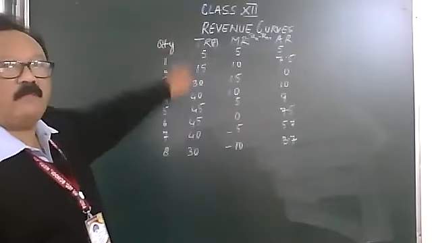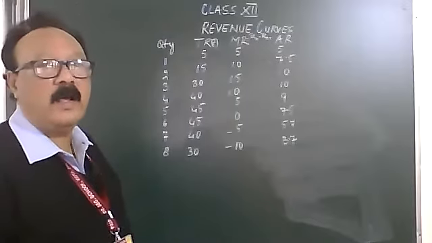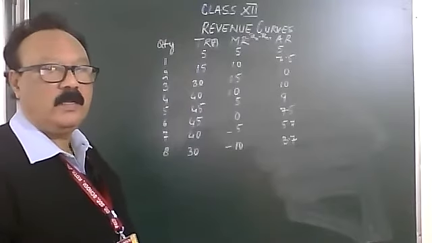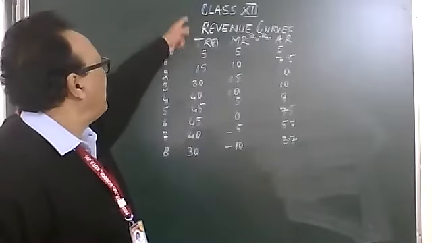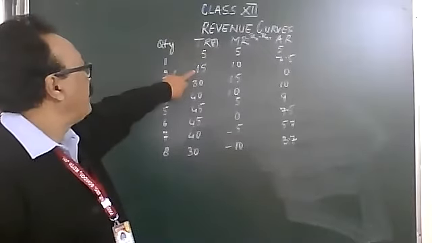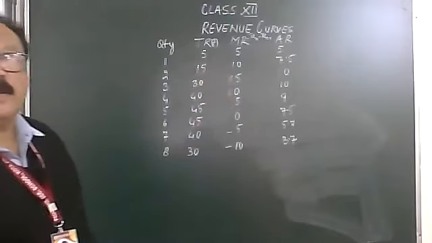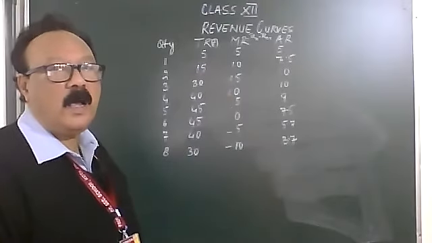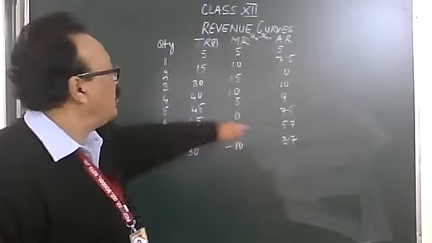So from TR, if one value is given, we can easily find MR and AR by the formulas we have just learned. MR is equal to TR n minus TR n minus 1. It simply means the value minus the value above that. First one is 5, 5 minus nothing is 5, 15 minus 5 is 10, 30 minus 15 is 15, and so on. That's how we find MR. And AR is TR upon Q. So TR divided by these values.